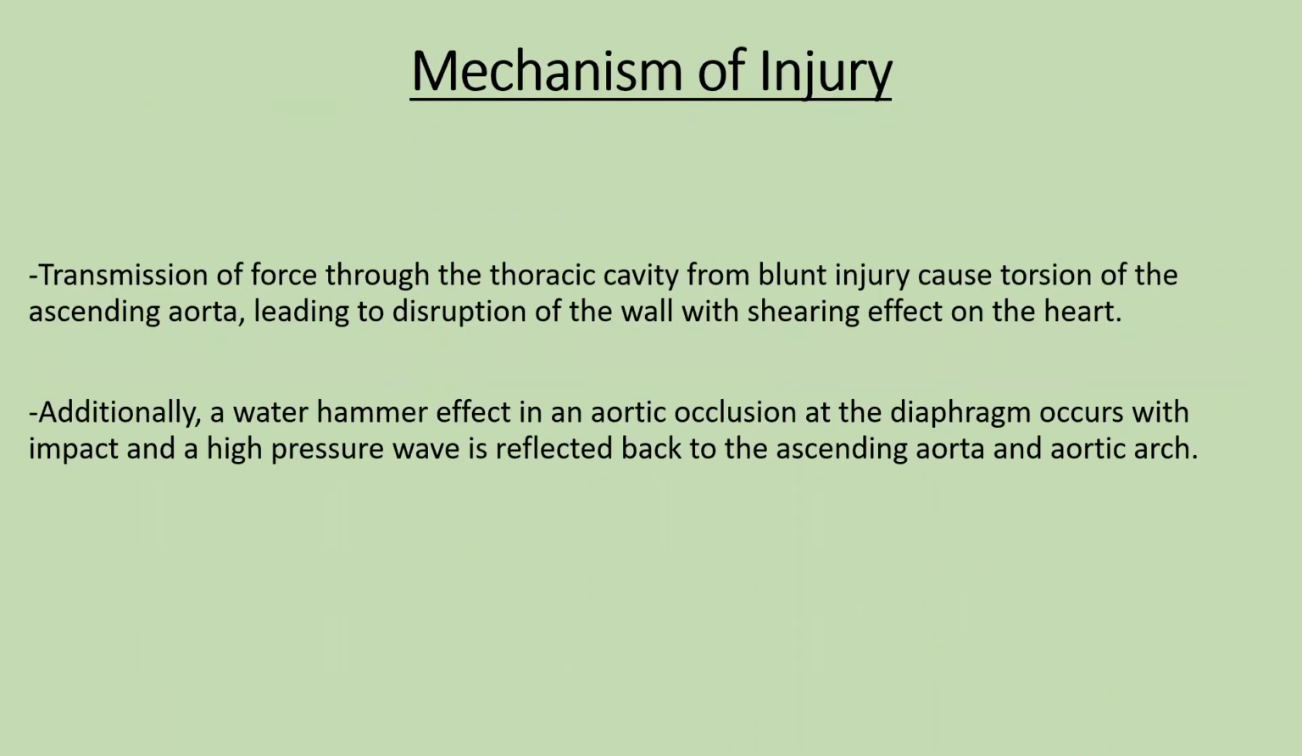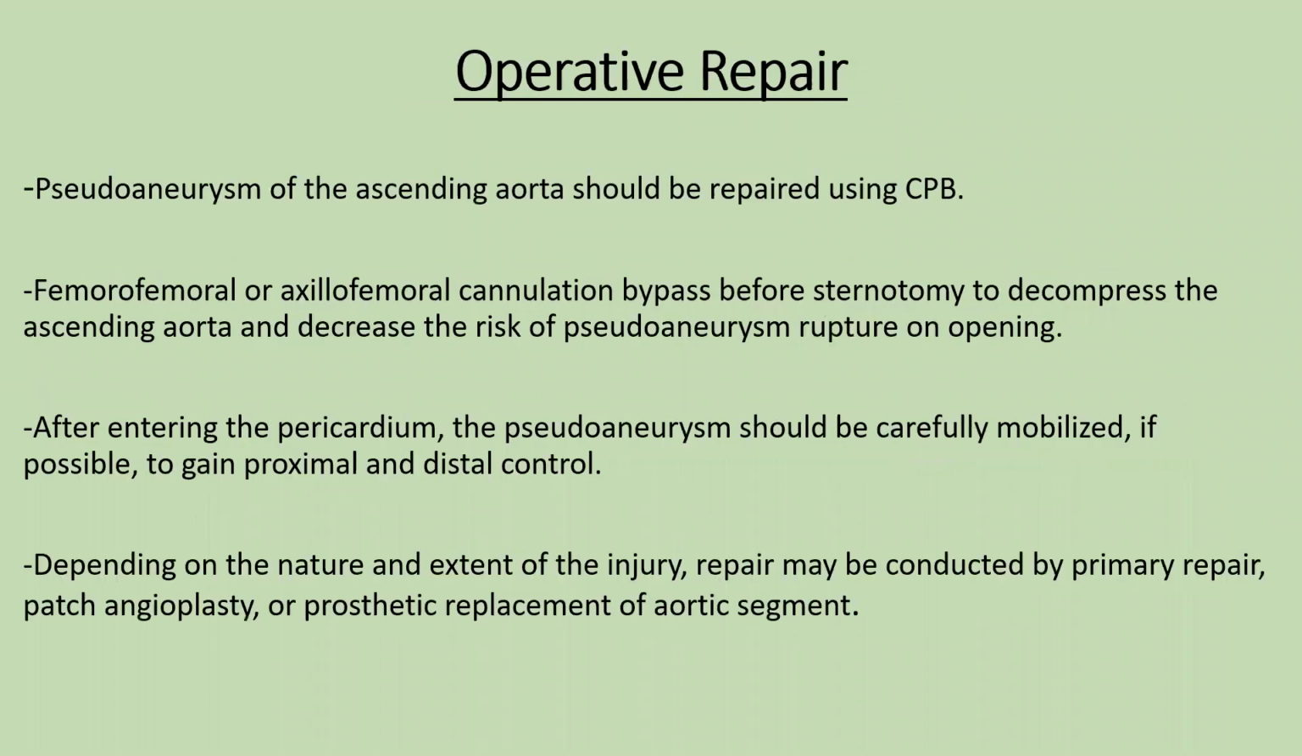Mechanism of the injury: transmission of force through the thoracic cavity from the blunt injury caused torsion of the ascending aorta, leading to disruption of the wall with shearing effect on the heart. Additionally, a water hammer effect in an aortic occlusion at the level of the diaphragm occurs with impact and a high pressure wave, which goes back and reflects back to the ascending aorta and aortic arch.